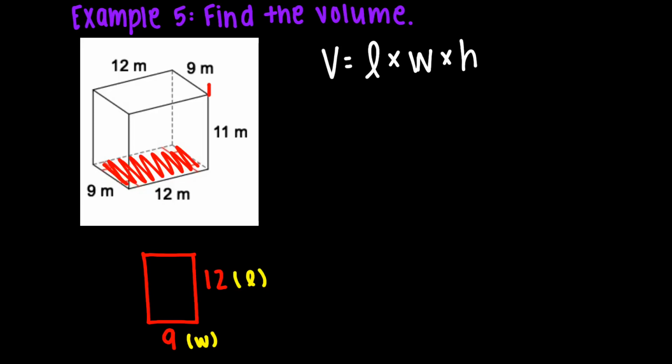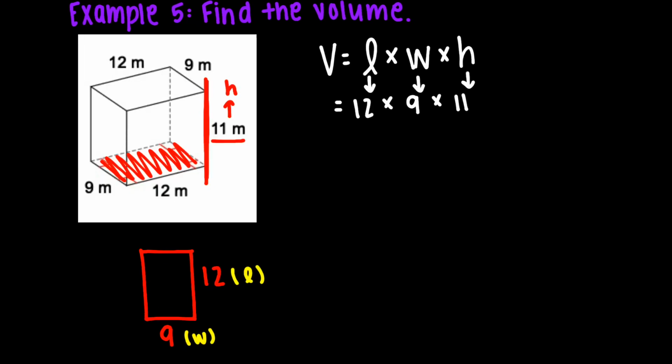I look at the line that's connecting my 2 bases together, so it's this one. Its measurement is 11, so I know that 11 is my height. I can now go ahead and fill everything in for my formula. My length, which is down at the bottom, I already found to be 12, times my width, which is 9, times my height, which is 11. So the first thing we're going to do is multiply 12 times 9. And when I do that in my calculator, it gives me 108 times 11.